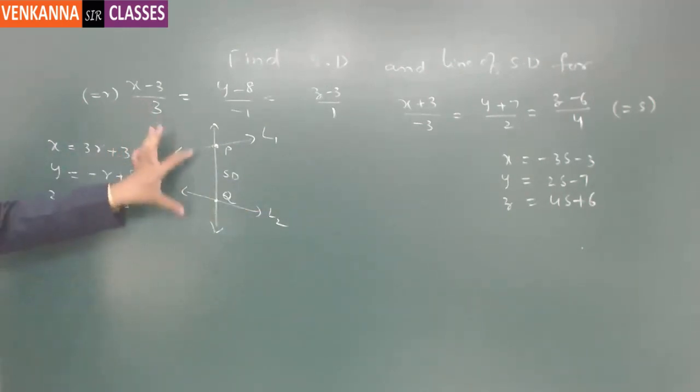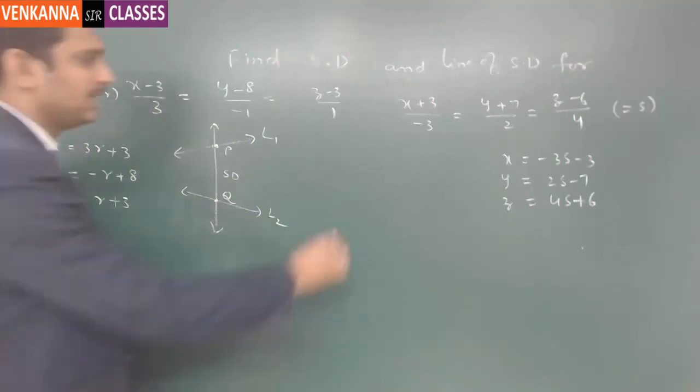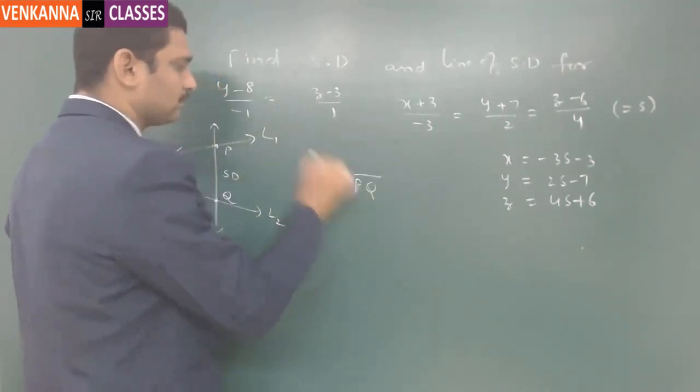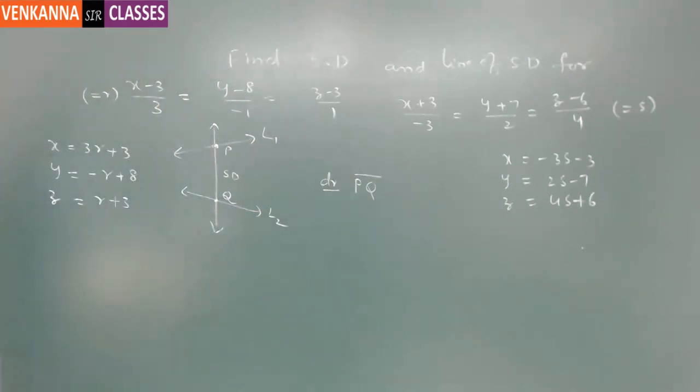Now I am going to calculate the drs of PQ, because I have to know the value of R and the value of S, so that I can calculate the points P and Q. The distance between them is nothing but the shortest distance. Accepted? Are you getting the idea?